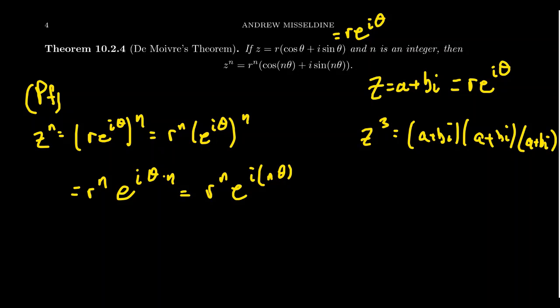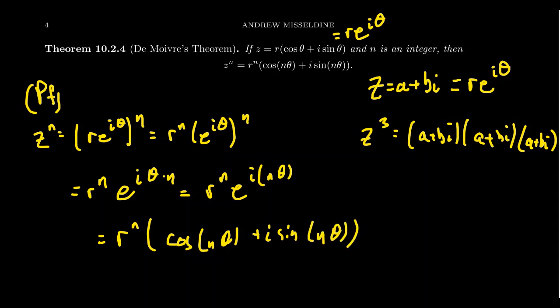And then utilizing Euler's identity, what is e to the i n theta? Well, you're going to end up with an r to the n that sits in front. And then you get cosine of n theta plus i sine of n theta. And so then we see exactly why we are going to multiply the arguments by n. It's just a consequence of exponent rules, right? If you don't utilize Euler's identity, this proof gets a lot more complicated, a lot more messy, and you have to do some pretty intense trigonometric identities.